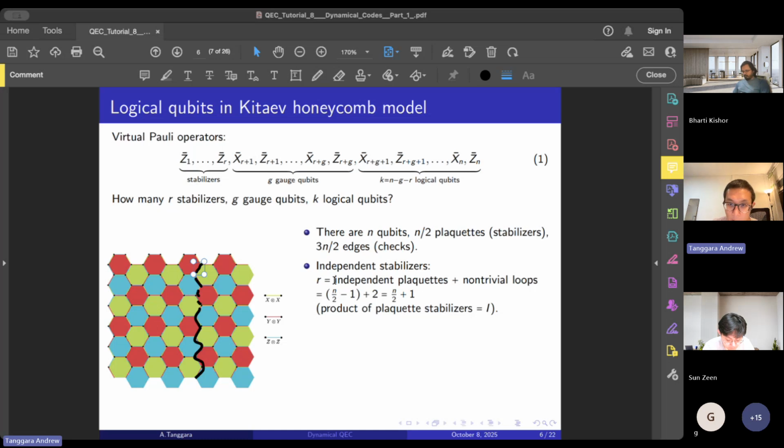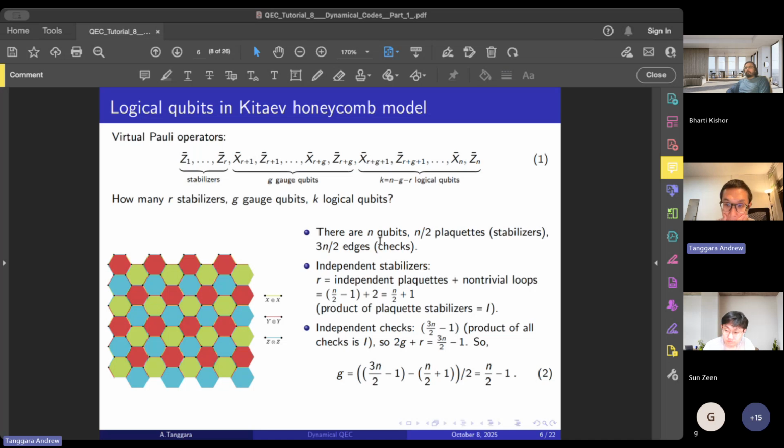So I have this n over 2 minus 1, because I can take one plaquette stabilizer out, because the product of all of them is the identity. And I have 2 non-trivial loops, right? Because I can draw this one and one more in this horizontal direction.